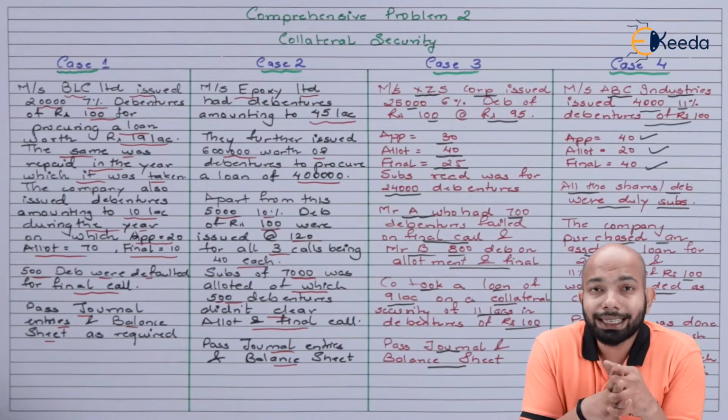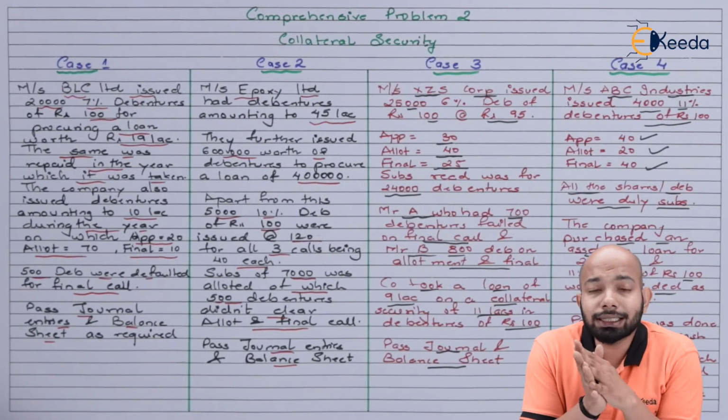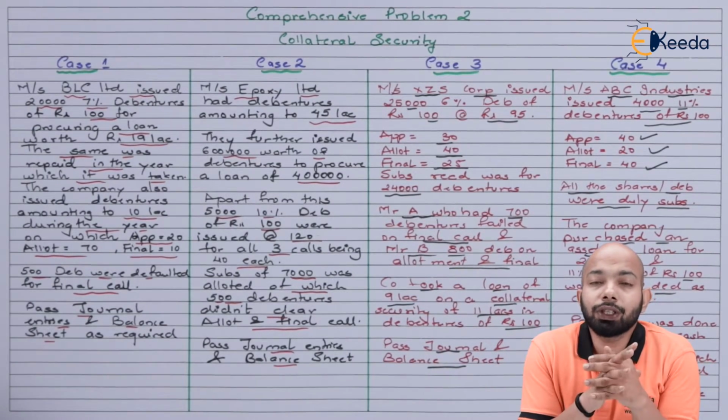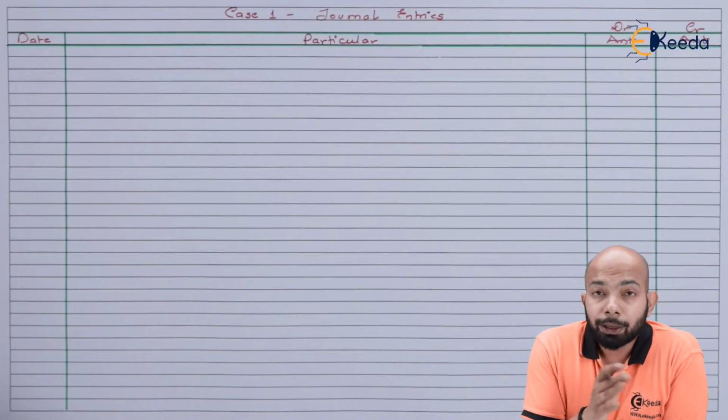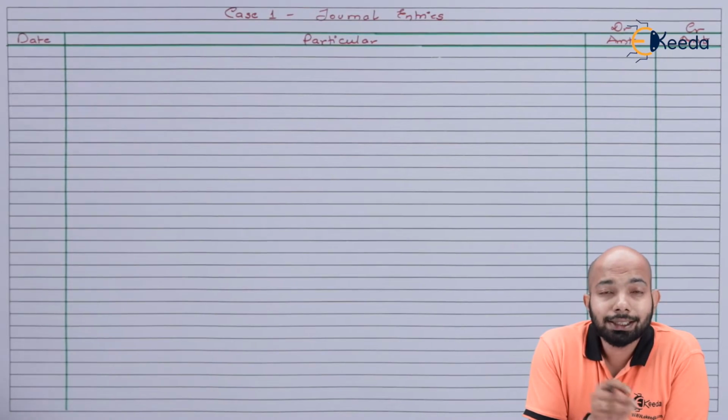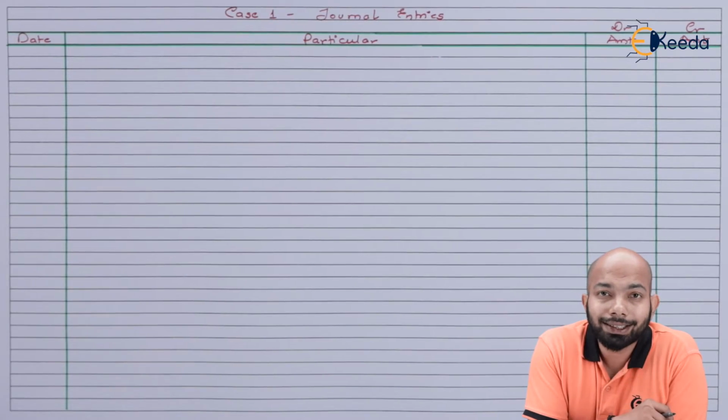Now that we have all the case details for all the 4 cases that we're going to study, let's start with the journal entries of case 1. Now we've mentioned the format of the journal entries here. Let's start with the receipt application of debentures, or rather the first case study details.